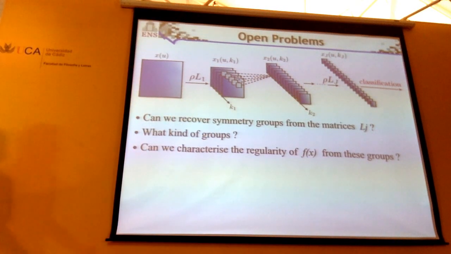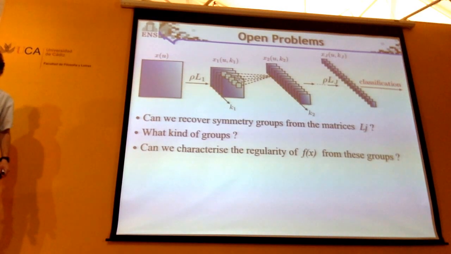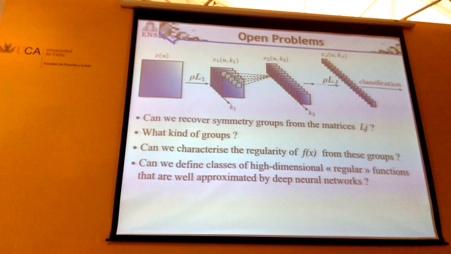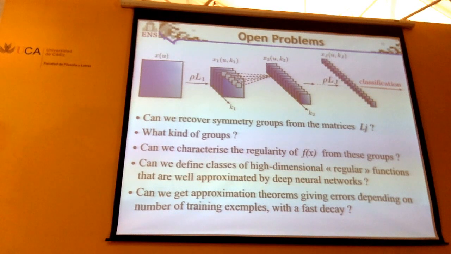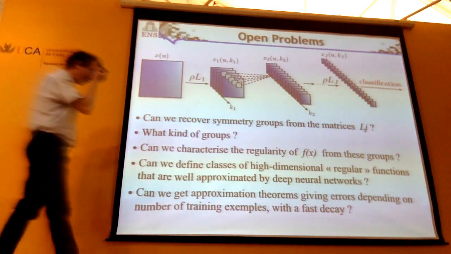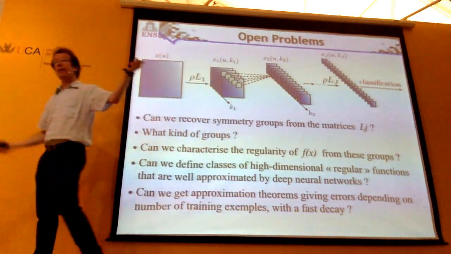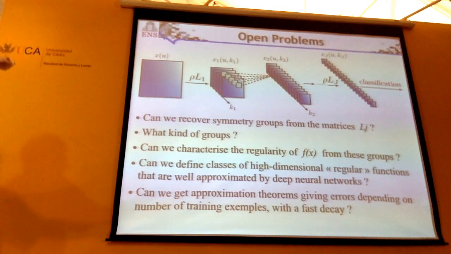All the functional spaces that are usually used in functional analysis are for functions of two or three variables. Here we are speaking of a function of a million variables, or even a function of a function. So, can we define these classes of high-dimensional regular functions that are well approximated? Can we get approximation theorems? In other words, can we get the rates of decay depending upon the index of the space? That's what approximation theory is doing. Depending upon what space, I get the faster decay.